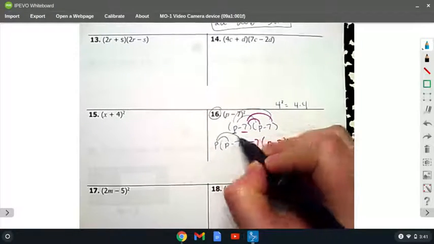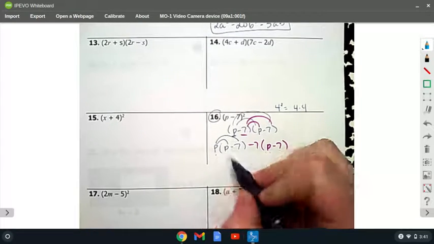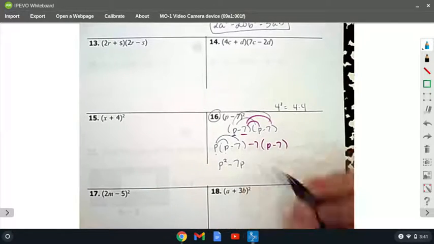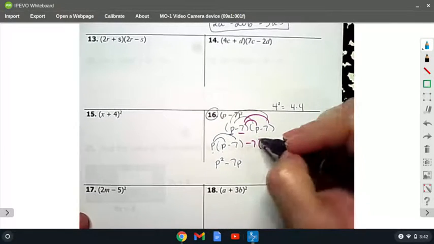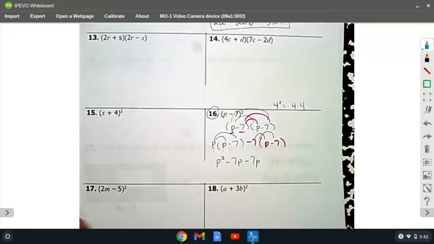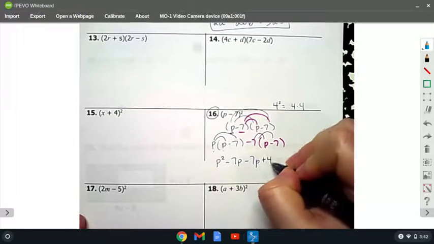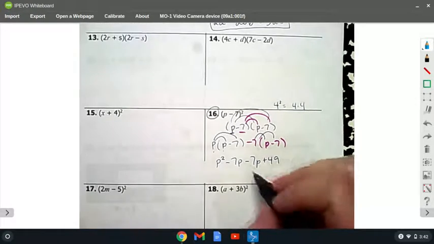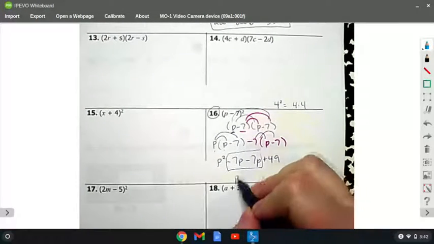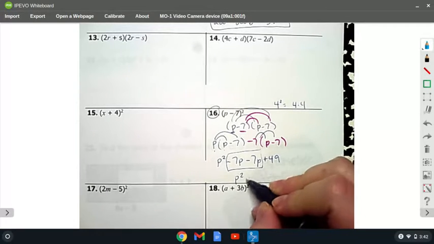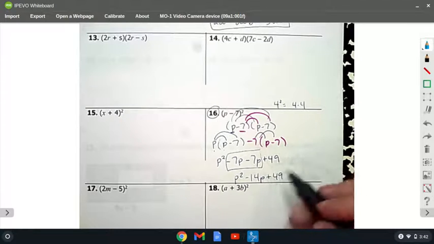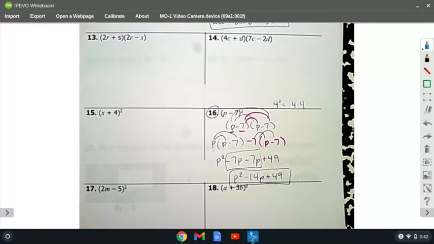Okay. Now distribute. So I have p times p to get p squared, p times negative 7 to get negative 7p, and then I'm going to do negative 7 times p again here, another negative 7p, and then negative 7 times negative 7, that's going to give me a positive 49. Okay, my like terms are in the middle here. You'll notice that that kind of happens a lot with these problems when you're doing binomial times binomial. And negative 7p and negative 7p combine to give me a negative 14p. And this would be my final answer.